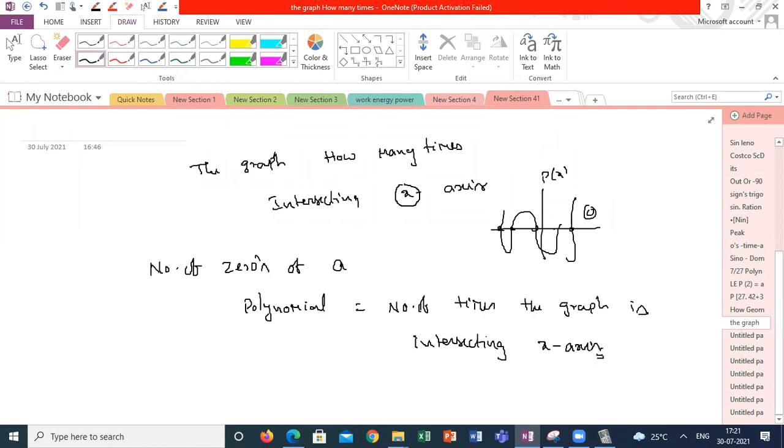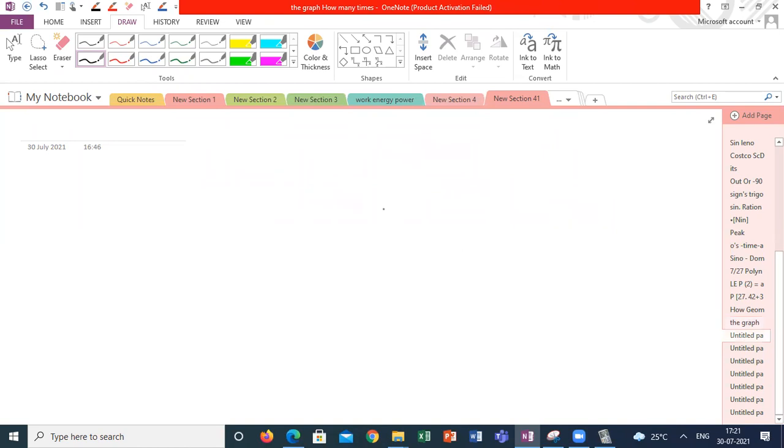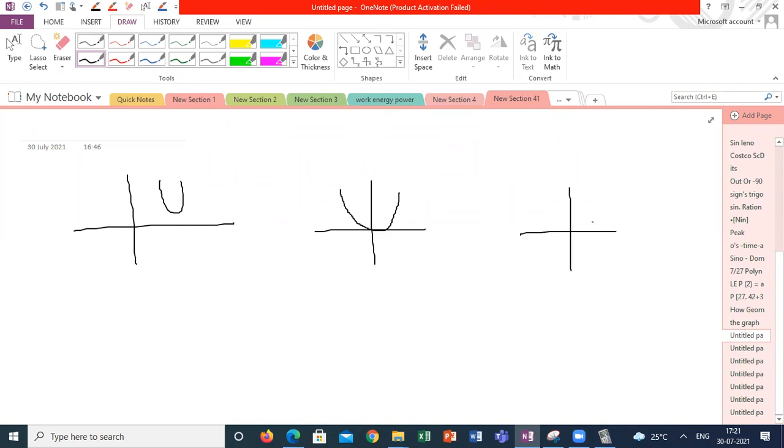I will show you 3 different cases. This is a parabola where it is 0 times. This is a parabola with only 1 time. This is a parabola touching 2 times. You can't draw more than 2 times. If it is a cubic equation, it can touch 3 times. The maximum number of times it can touch is 3. If it is a power 4, the maximum is 4 times. It depends on its power. Is it clear, guys? What is the relation between the number of zeros and its graph?